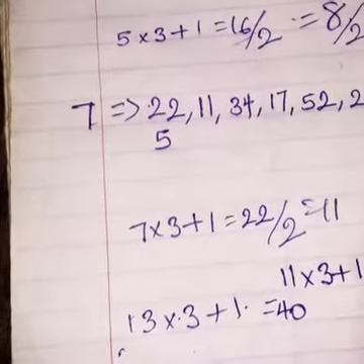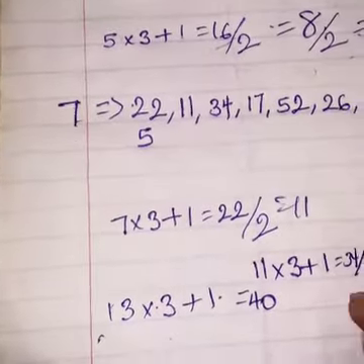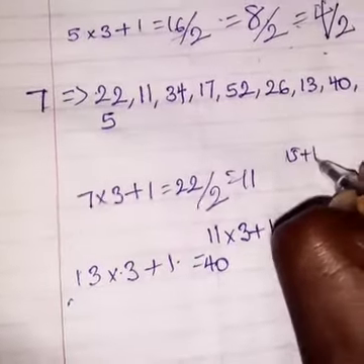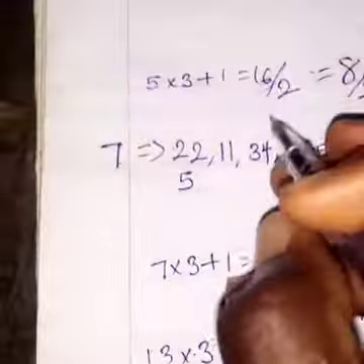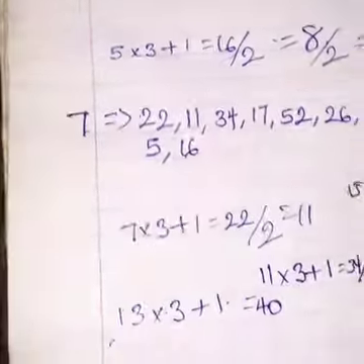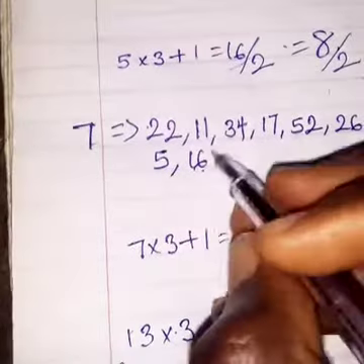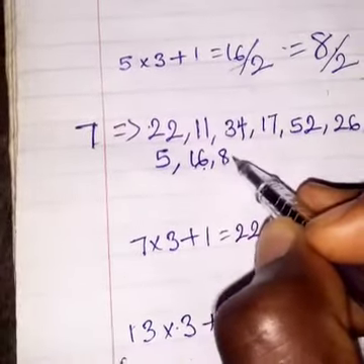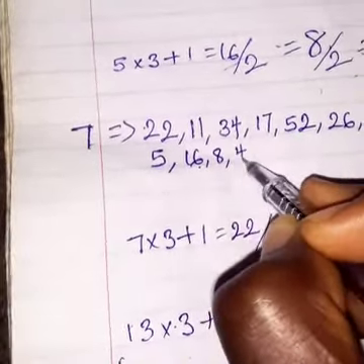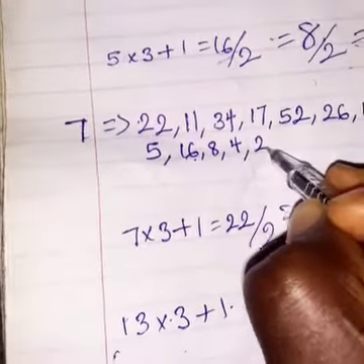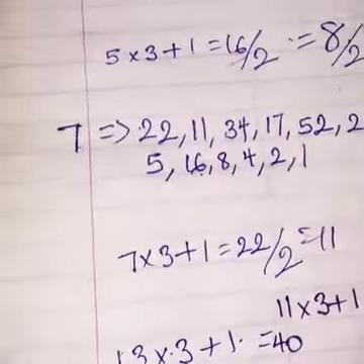5 is odd. You multiply it by 3. 5 times 3 is 15. Plus 1, we have 16. 16 as our term here. Now 16 is even. You divide it by 2. 16 divided by 2, we have 8. 8 divided by 2, 4. 4 divided by 2, 2. And 2 divided by 2, 1.